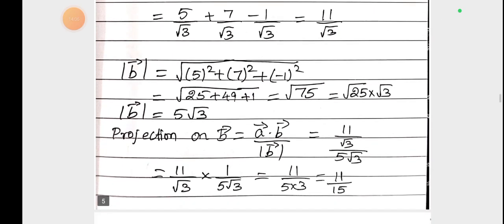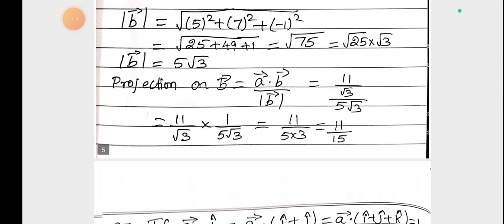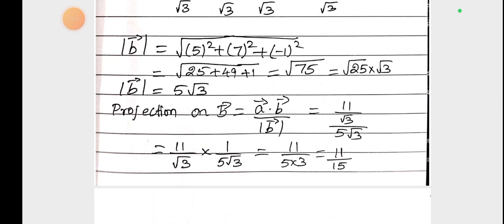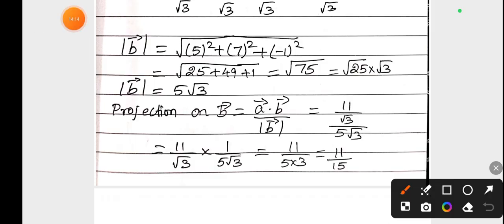Sir, why are we finding the magnitude of B now? We want to find the projection of A vector on B vector. So, projection of A vector on B vector is A vector dot B vector by magnitude of B vector. A dot B we already found, 11 by root 3, and B is 5 root 3. Why have I given this option? Fast, some people will cancel: hey, root 3 cancel, 11 by 5, like that. So only the C option I gave, 11 by 5.